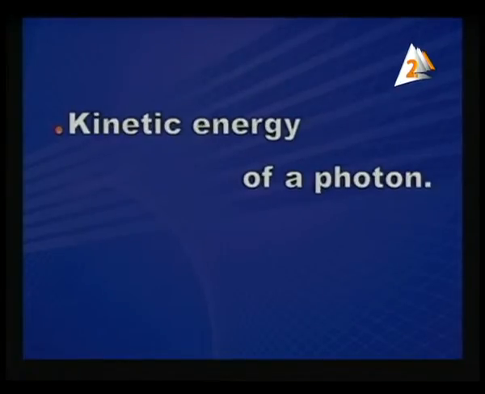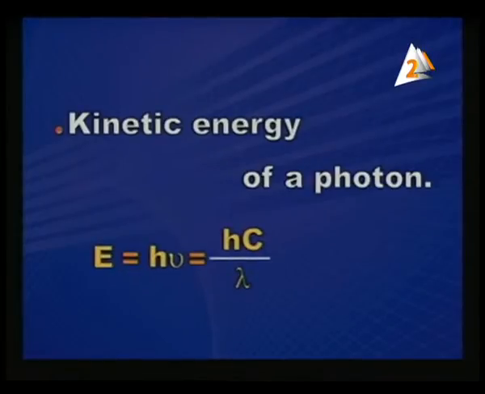And what about the kinetic energy of a photon? It is just h nu. So energy of a photon equals h nu. h is Planck's constant, nu is the frequency of the photon, and frequency is given by c over lambda. So we can say the kinetic energy of a photon equals hc over lambda.